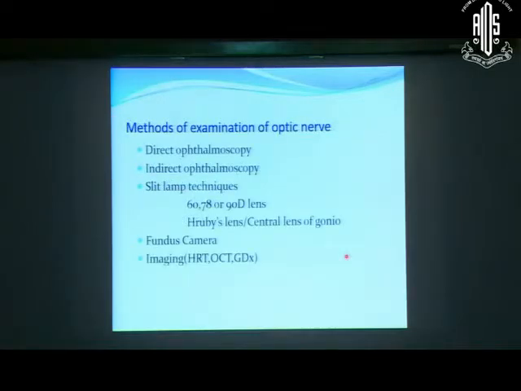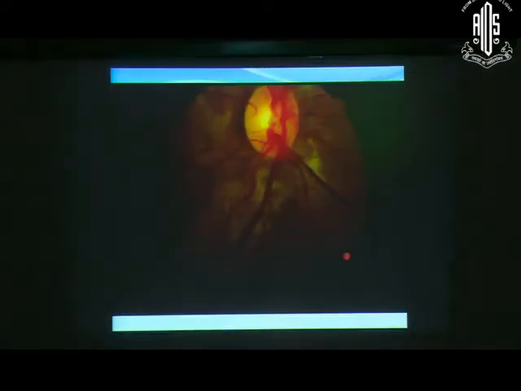How to do a good clinical examination of the retinal nerve fiber layer? Obviously, you can use a direct ophthalmoscope, but that is not that great. The best thing is to use a 78 or a 90 diopter lens and do a slit lamp examination with a dilated pupil. Fundus camera is good for documentation, and obviously you can use imaging technology like the HRT, OCT, and the GDX.